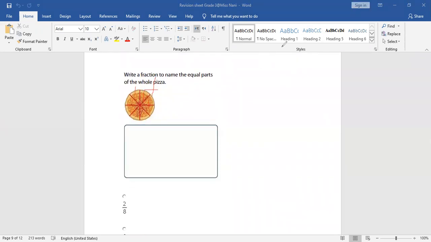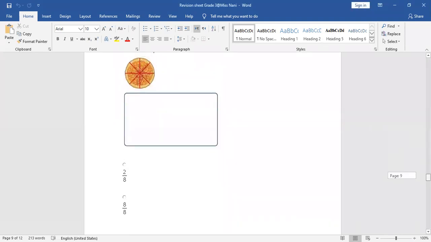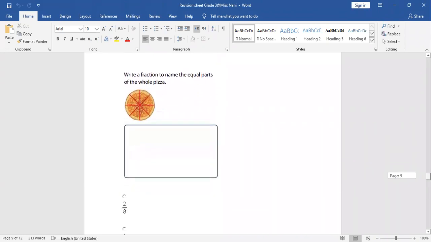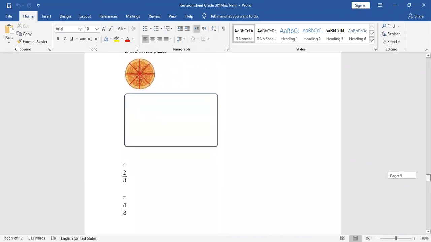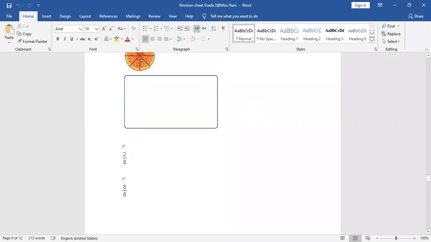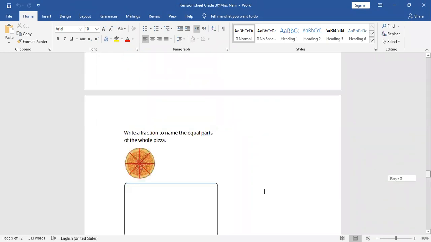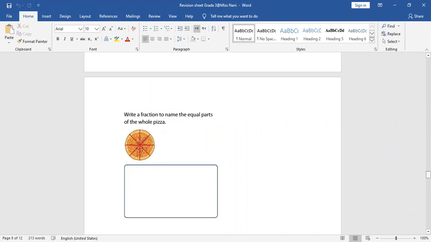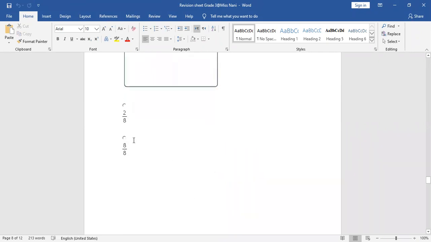Write a fraction to name the equal parts of the pizza. So here I have a pizza. How many equal parts do I have? Let's count. Write a fraction to name the equal parts of the whole pizza. Whole pizza means all parts. 1, 2, 3, 4, 5, 6, 7, 8. So the whole is 8 out of 8. That's the meaning of the whole.